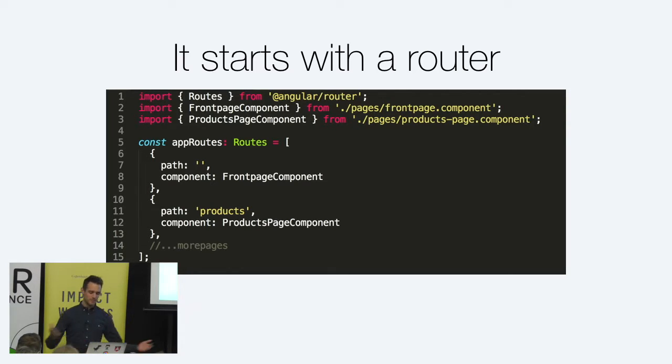So in Angular, or with any kind of single page application, it all starts with the router. So in Angular 2, it looks kind of like this. We define an array of routes and say, if the path is nothing, you go ahead and show the front page component. If it's /products, we'll show the product page component, and we'll do all the available routes this way.